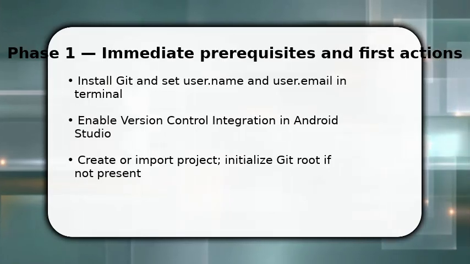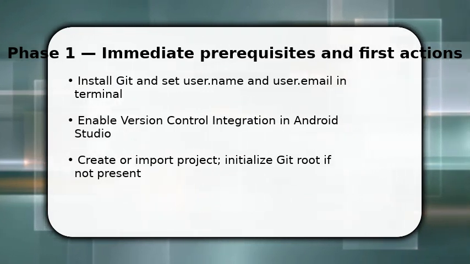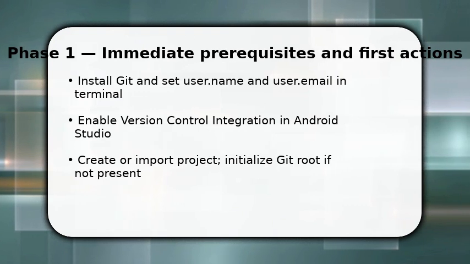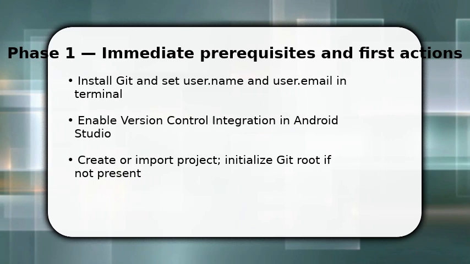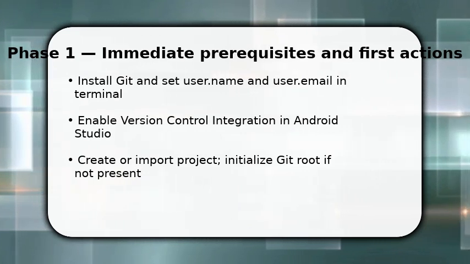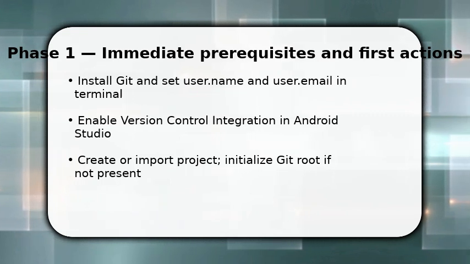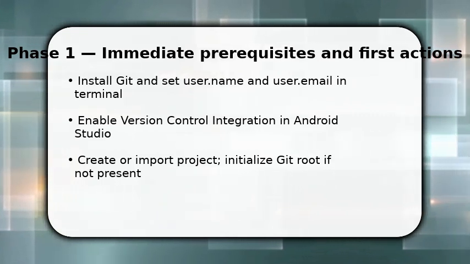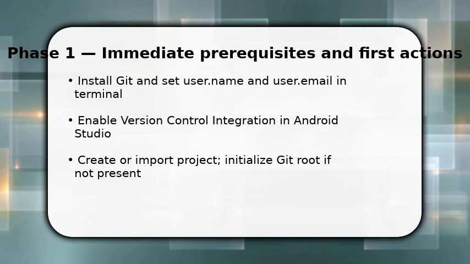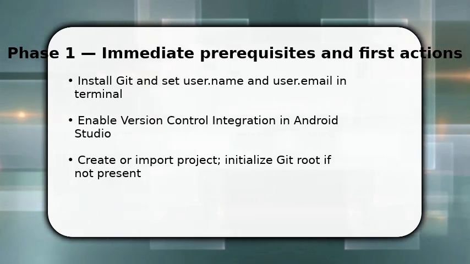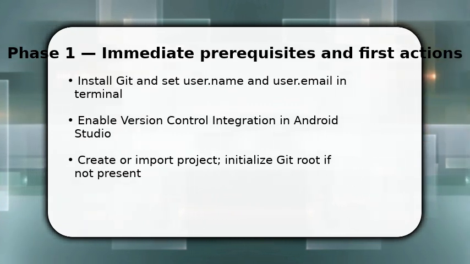You start by making sure Git is installed and configured because Android Studio relies on that installed client. Open Terminal, set user.name and user.email, and verify the Git version. Once done, open your project, choose VCS, Enable Version Control Integration, and select Git to initialize the repository. Make sure the project root is correct, otherwise Git will place the .git folder in the wrong directory. This first step connects your project to version control, so you can commit and track.